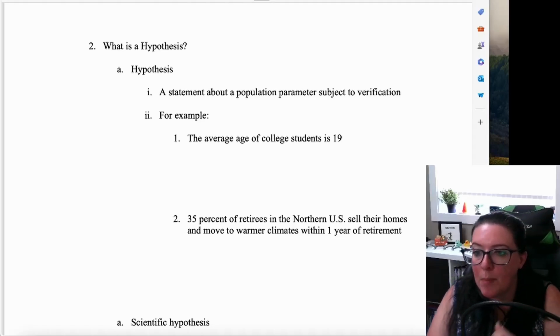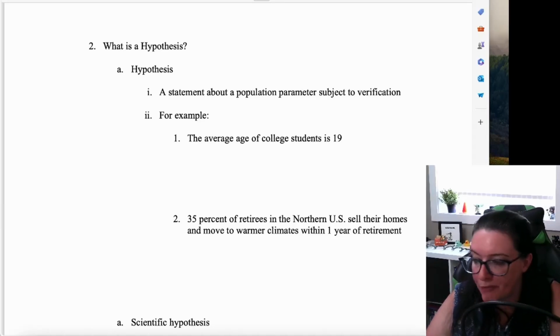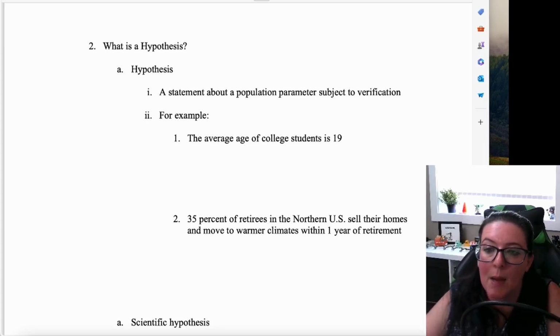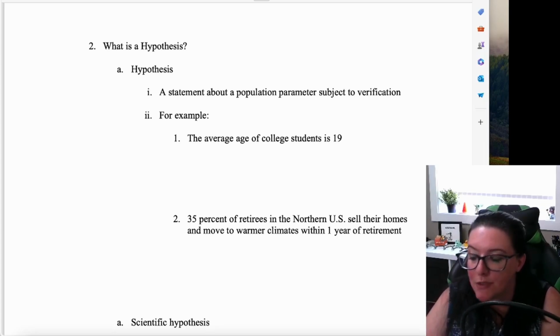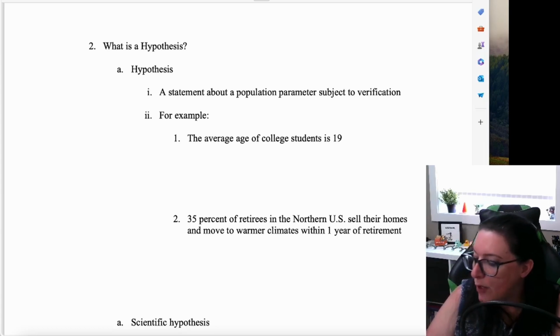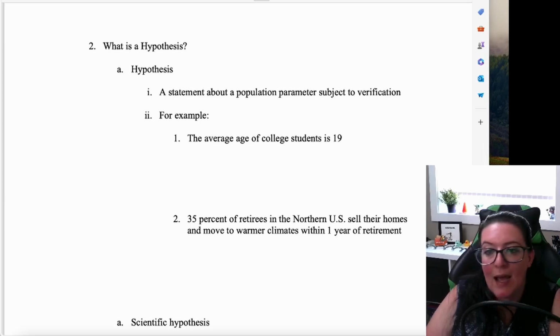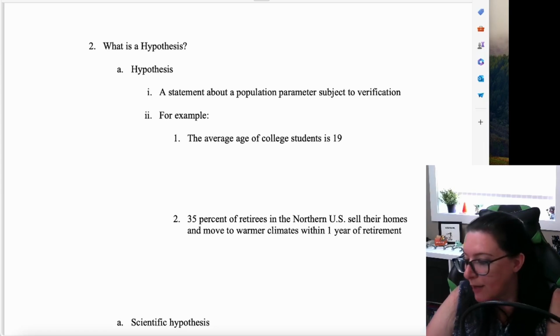Step 1 in the hypothesis testing process is to define your hypothesis. A hypothesis is a statement about a population parameter that's subject to verification. So we could look at, for example, the average age of college students. And we want to know if the average age of college students is 19 or not 19.